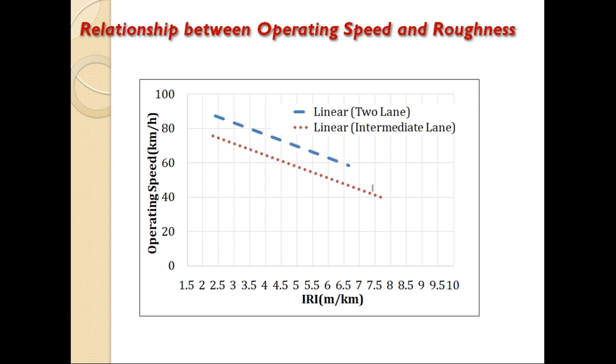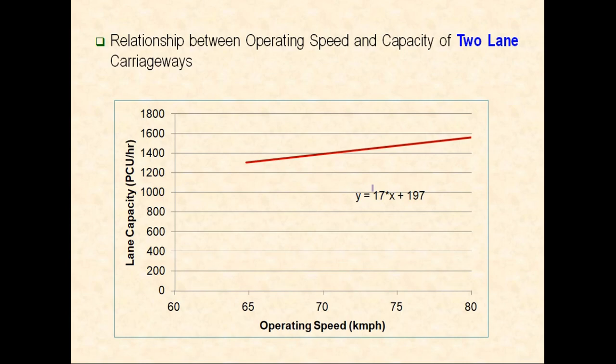So if you know IRI, you can estimate the operating speed on a two lane road or intermediate lane road, and from this estimated operating speed you can find out the capacity, the lane capacity.